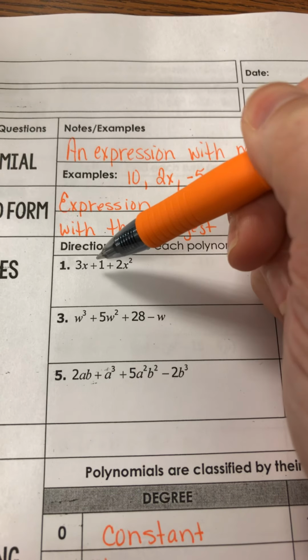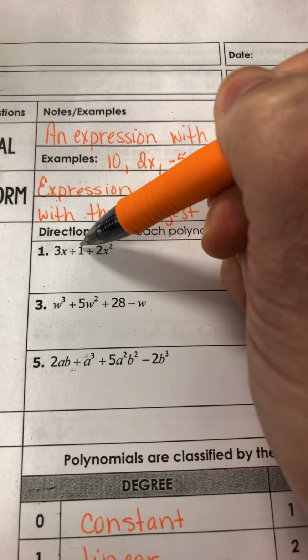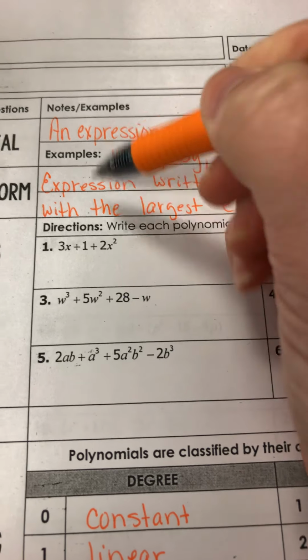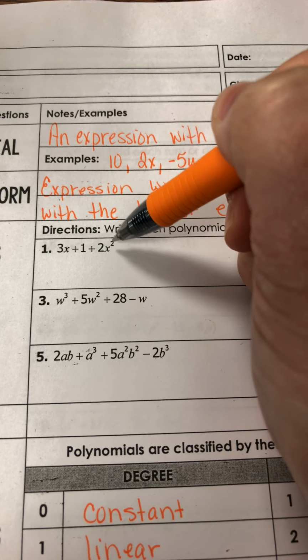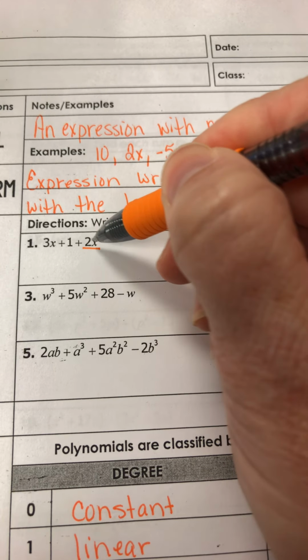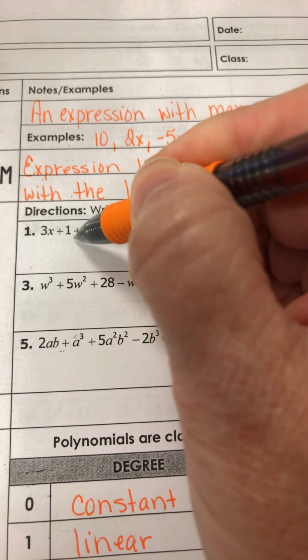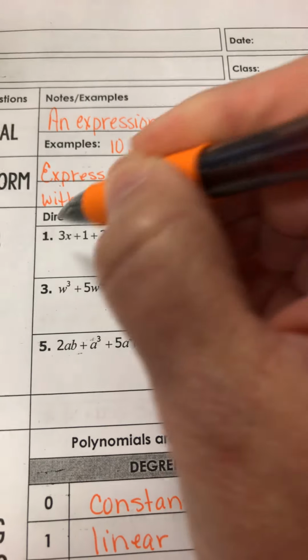Let's start with number 1. We have 3x plus 1 plus 2x squared. That's 1, 2, 3 terms. So if I'm going to put this in standard form, I want to start with my largest exponent. So I see that I have 2x to the second power. Now you look in front of it. Do you see how it's got a plus in front? So we know 2 is positive.